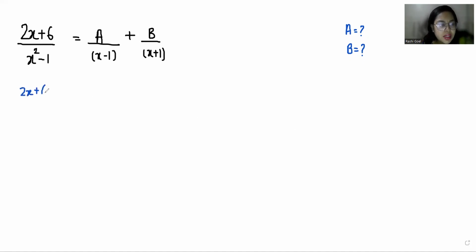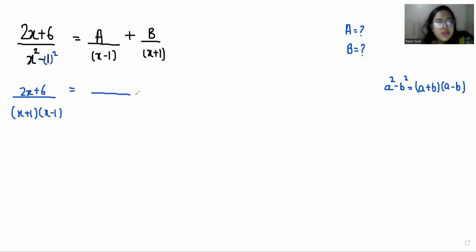So (2x + 6)/(x² − 1), we can write the denominator as x² − 1². And here I am going to use a very famous identity, that is a² − b² equals (a + b)(a − b). So (x + 1)(x − 1). Now, if we take the LCM, (x − 1)(x + 1), the equation becomes 2x + 6 equals a(x + 1) + b(x − 1).